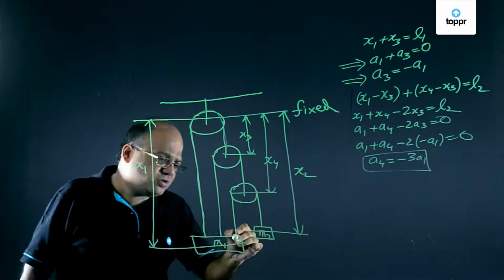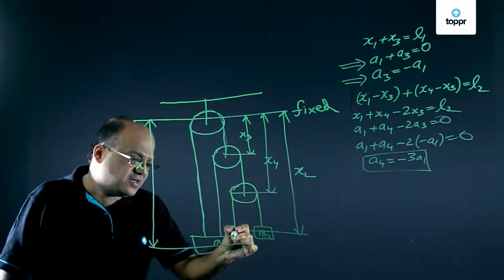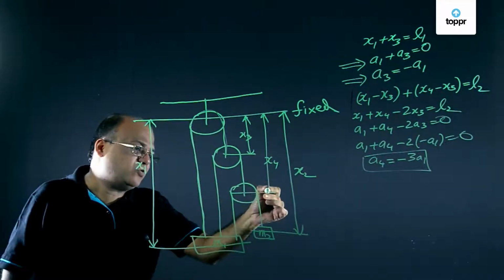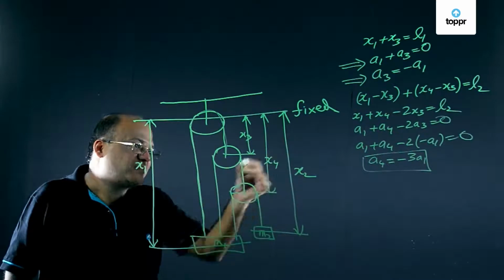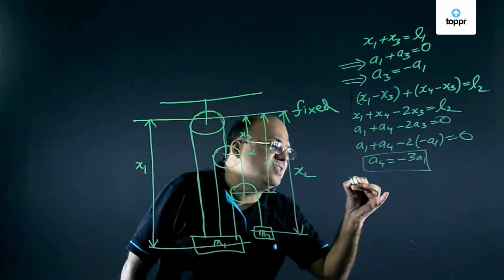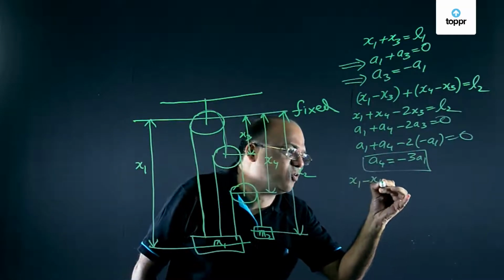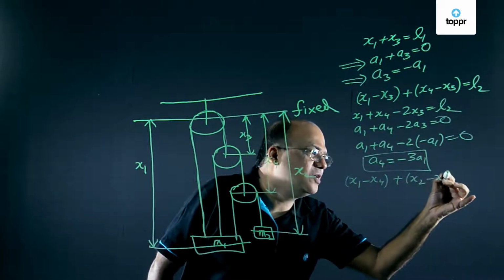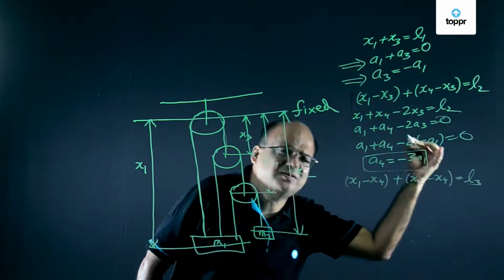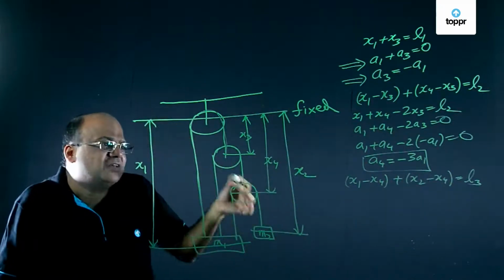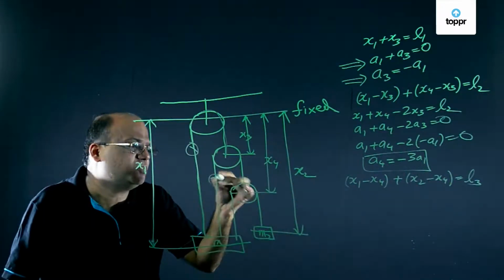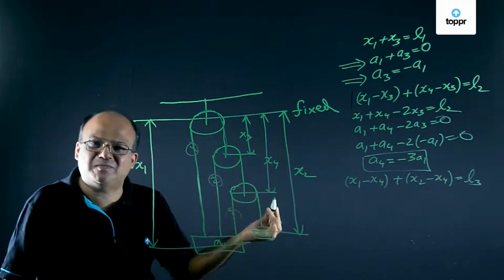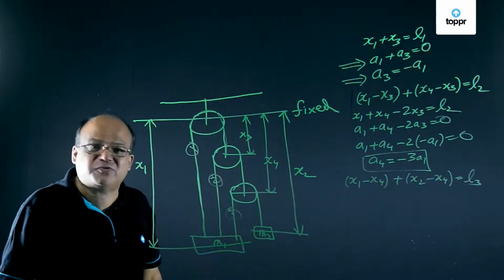Now look at the third string. This is the left hand side, x1 minus x4. Right hand side, x2 minus x4. Therefore, x1 minus x4 plus x2 minus x4 will be equal to L3, length of the third string. This is string 1, string 2, string 3. Only 3 important strings. This is there but not important for us.